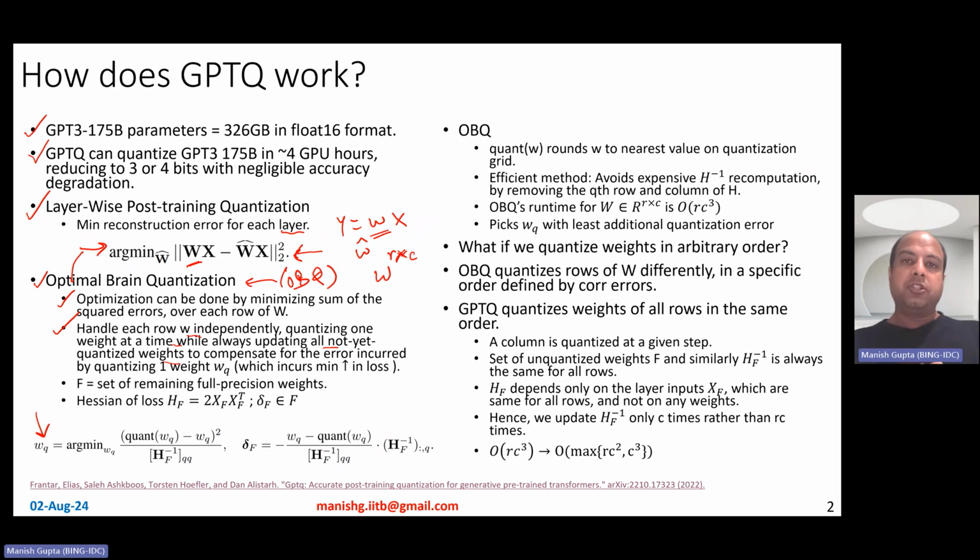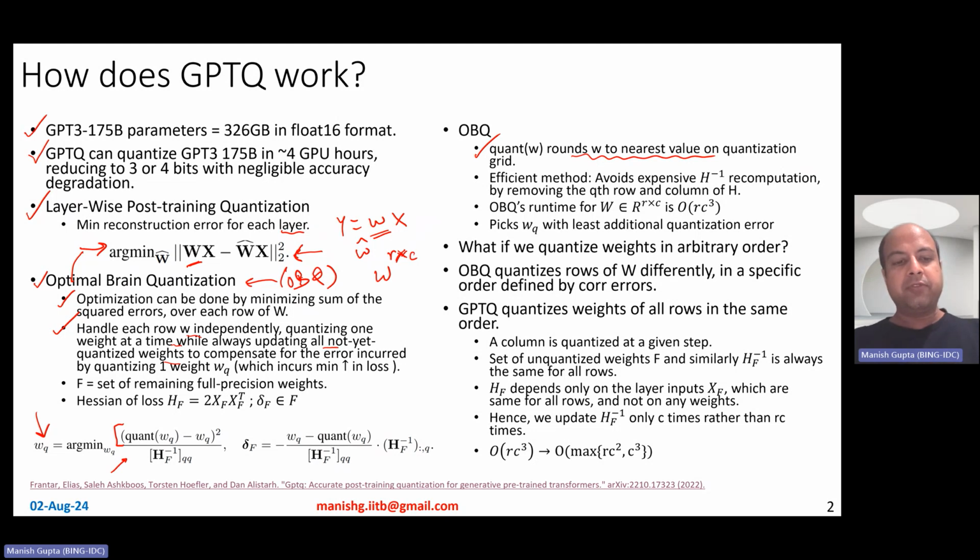Now, how does it choose the weight to be quantized? It uses this formula. It chooses the qth weight to be quantized, per row, by finding the weight which leads to, first of all, minimum quantization error. When you're quantizing, you take the weight and round it to the nearest value on the quantization grid. If you have 4 bits, you have 2^4 different levels. That defines your grid, with a minimum and maximum for that bin. Then you quantize it to the nearest value.